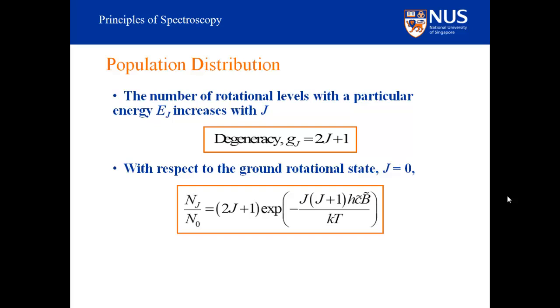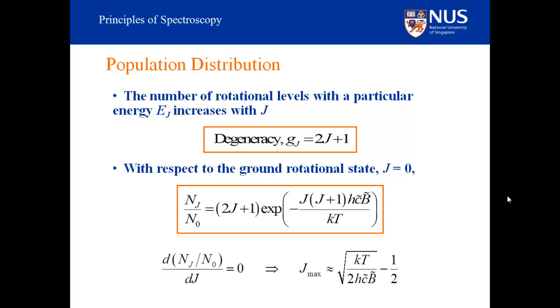So I've got two terms to consider. I can see that as J increases, this 2J plus 1 term, the degeneracy, is increasing. But as J increases, this exponential term decreases because of the negative sign. So I have two competing effects as J increases. The degeneracy means that I should expect more molecules in higher J levels, but the exponential term is telling me that I should see fewer molecules as J increases. So how does this pan out? Well, I'm going to get a balance between these two terms at some value of J. There will be a maximum.